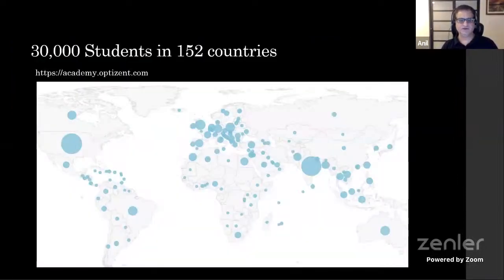30,000 students in 152 countries. This is a map, about 30,000, I would say. I think they're getting more than 30,000 now, but it's a map showing where the students are all over the world. So I feel kind of proud of that fact.